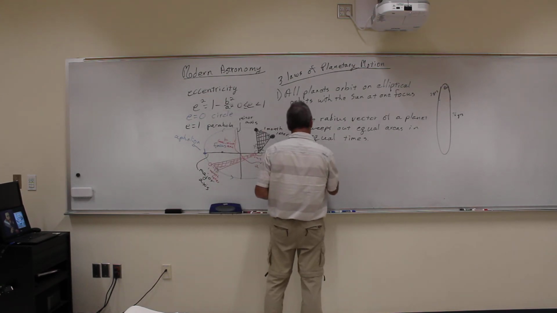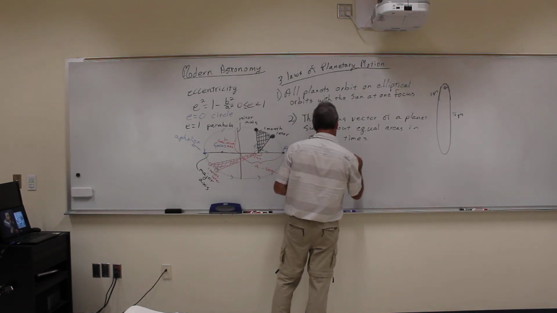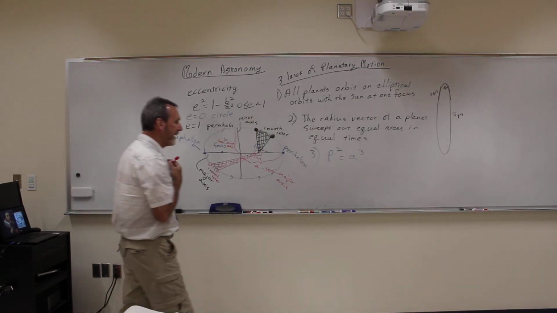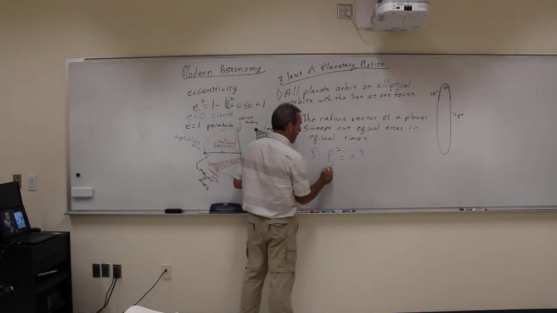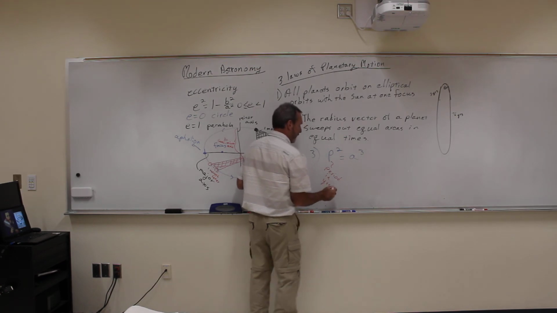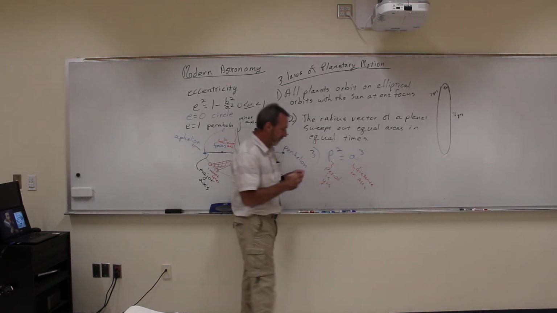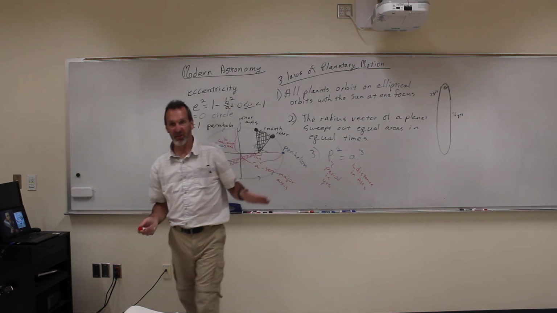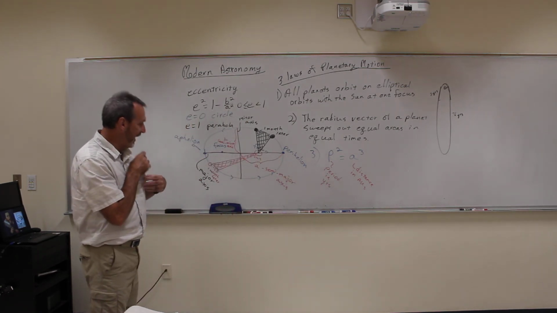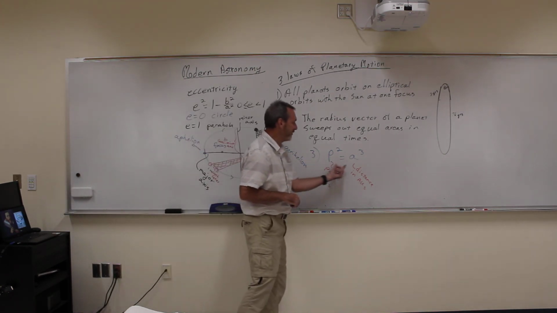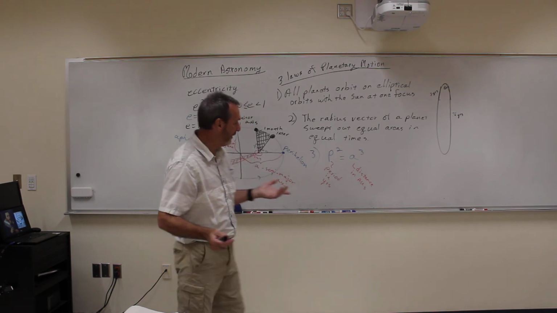Number 3. P squared equals A cubed. What's that mean? It's just a mathematical equation. This is the period in years. This is the distance in AUs. And this equation only works if you're going around the sun. If you're not going around the sun, you have to add some other values in there, and that's what Newton did later. But right now, you do it in years and you do it in AUs, and it works out just fine. So let's think about this.